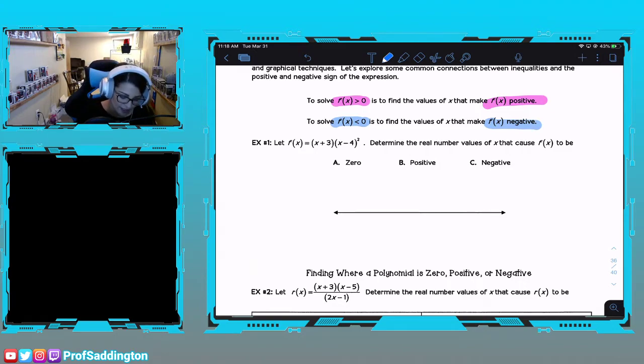We have the following polynomial: f of x equals x plus 3 times x minus 4, the quantity squared. Determine the real number values of x that cause f of x to be 0, positive, and negative. So 0 is not too bad. That's just our roots: x equals negative 3 and x equals 4. Remember, that's going to have a multiplicity of 2.